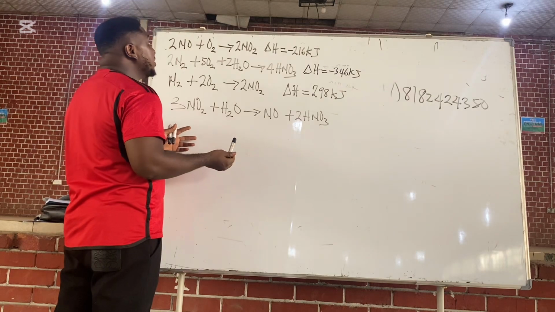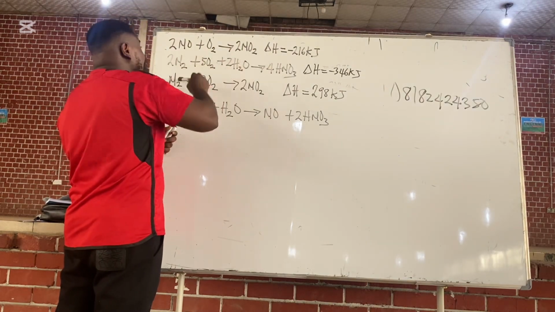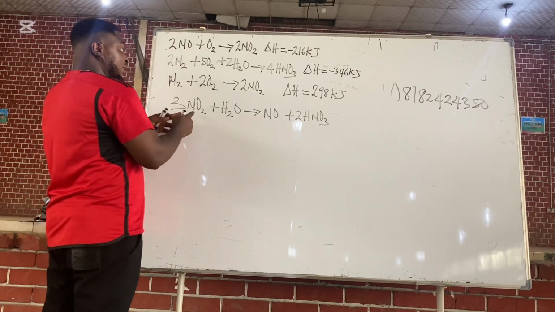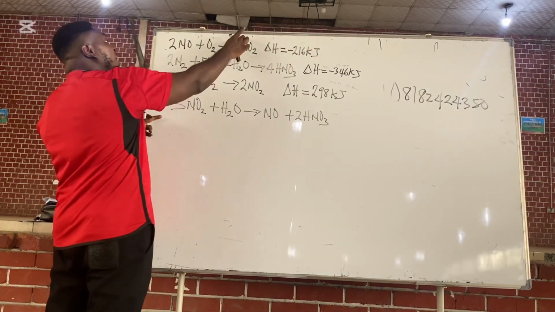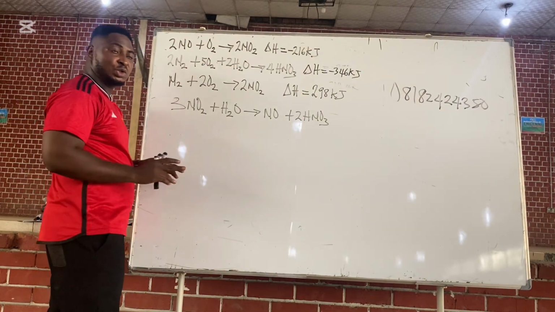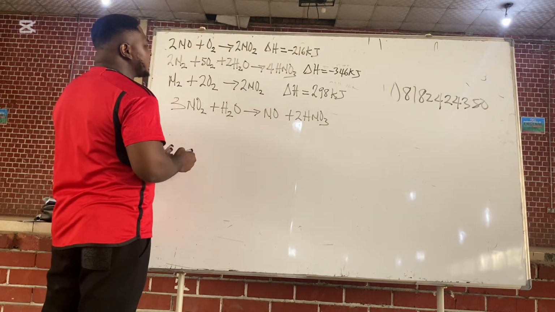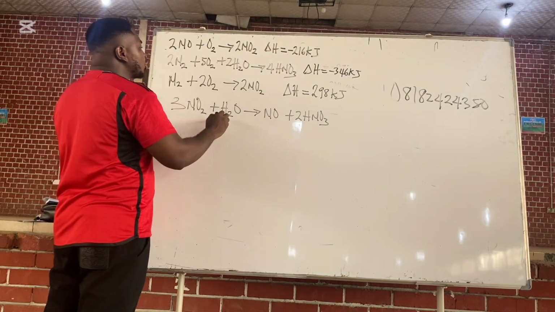The only thing that you will need to do eventually is that this NO2 should come to this side. Eventually it must come to this. So let us do it, because NO2 is on the left hand side and our two NO2s must come to this side. But class, let's just assume we don't know. Let's go to H2O.